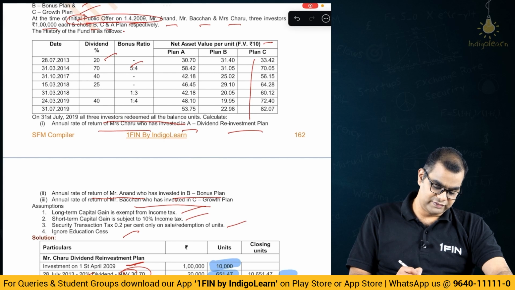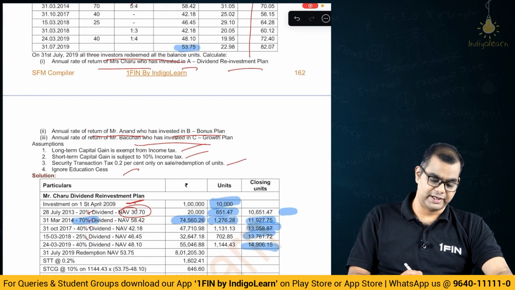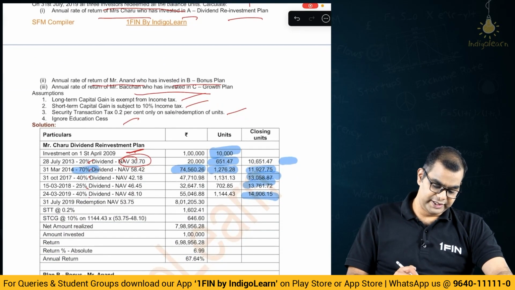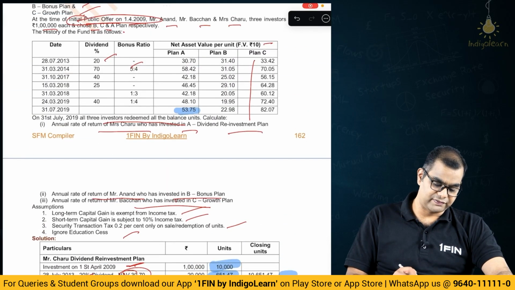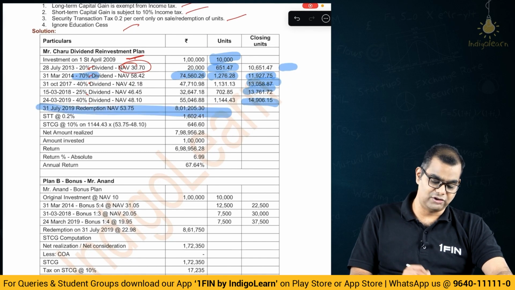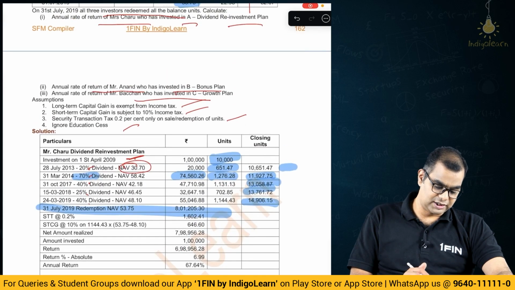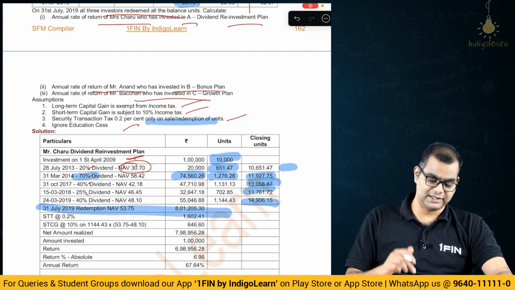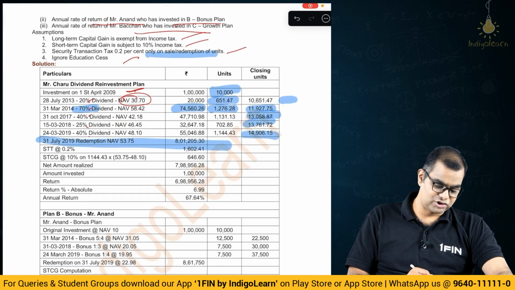Now, this 14,906 is redeemed. Charu invested in plan A, right? So, on which date is it redeemed? 31st July. What is the NAV on 31st July? 53.75. So, you multiply 53.75 into 14,900 and you get a value of 8 lakh. On this 8 lakhs, there is a short-term security transaction tax on sale or redemption, 0.2% on the entire amount, and then you have short-term capital gains.